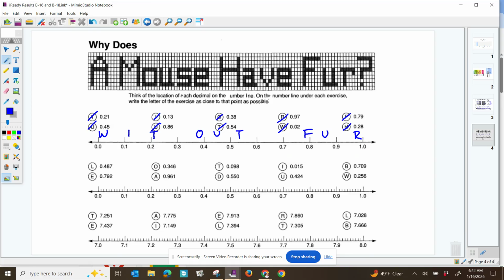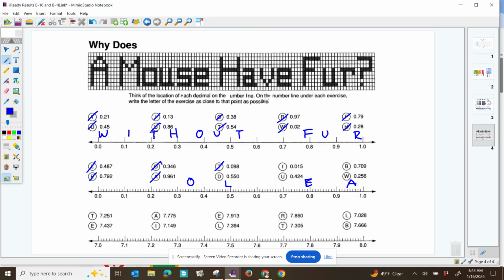Even if you're off by a little bit, you're going to be okay. It says without fur. Here we go. Oh, 3 digits. 0.487. We're going to start at a 4. We're going to go up to the 8. 0.487 is going to be like right in here somewhere. E at 0.792. O at 0.346. Again, if you're off by a little bit, you're still going to be okay. A at 0.961.